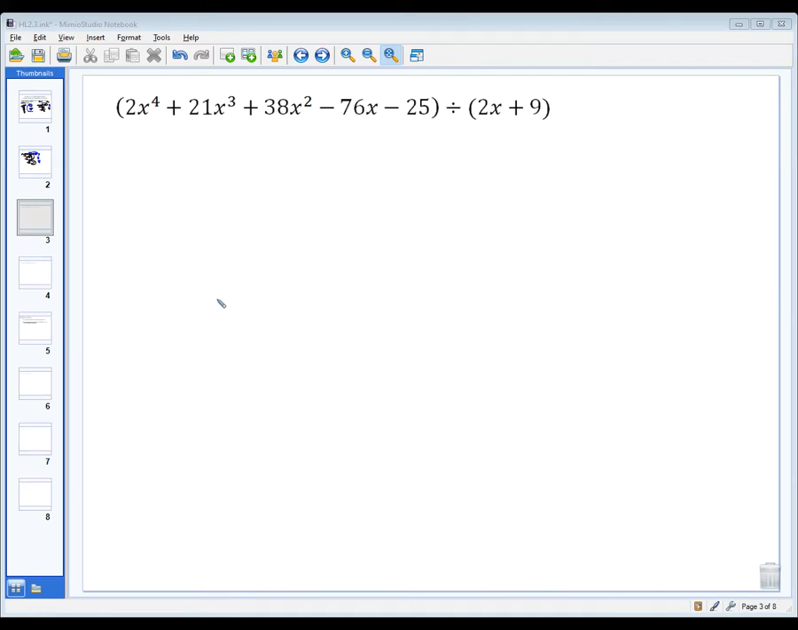Here are the next couple examples using long division. Remember that this first part here is the dividend, and the second part here is the divisor. The divisor always goes on the outside, and the dividend always goes on the inside.